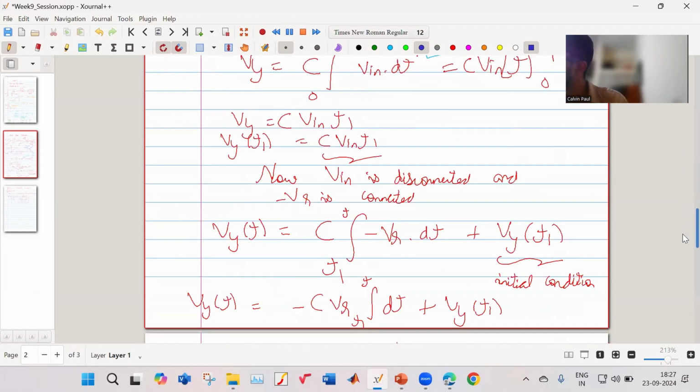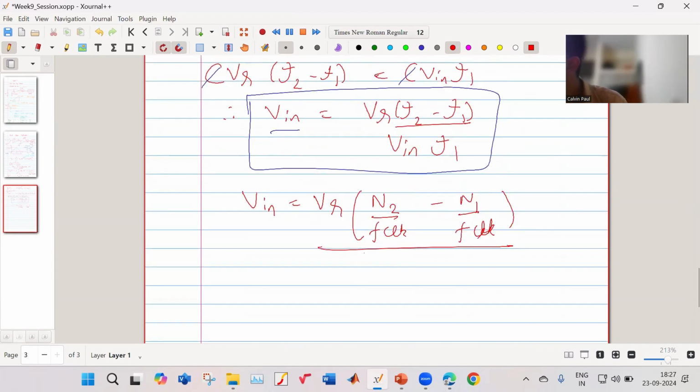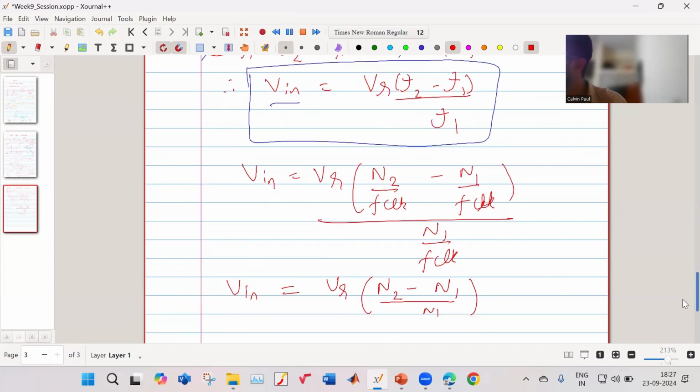So now we will substitute over here. So we have Vin is equal to Vr into N2 upon f clock minus N1 upon f clock, upon N1 upon f clock. So your Vin is equal to Vr into N2 minus N1 upon N1.